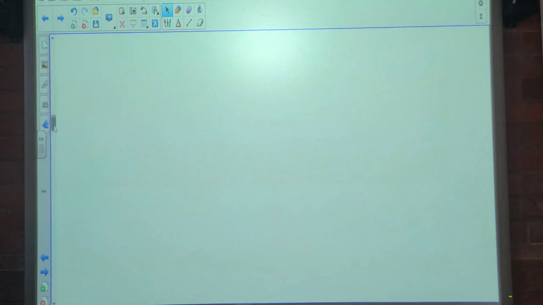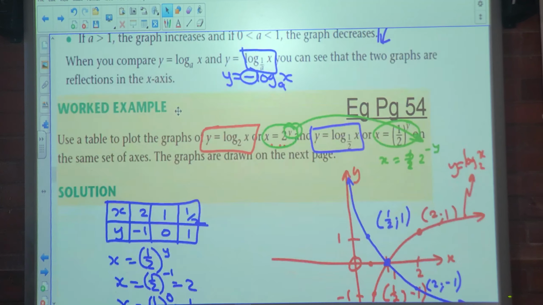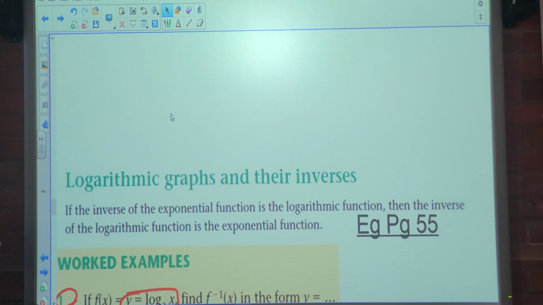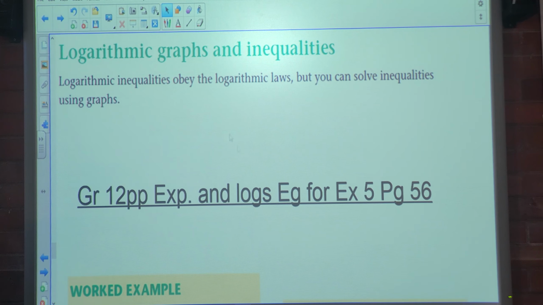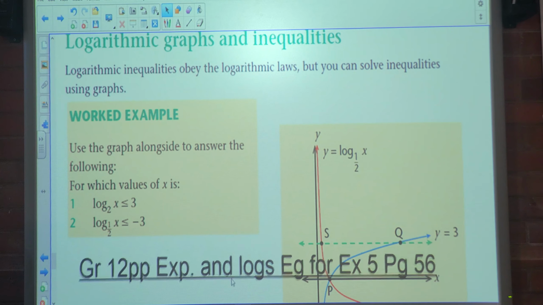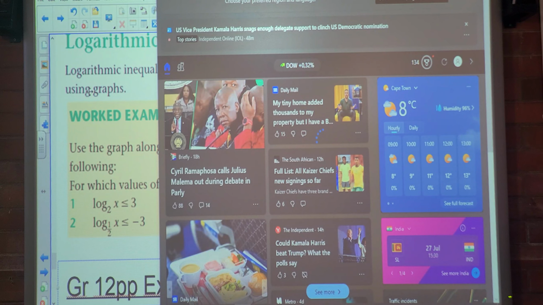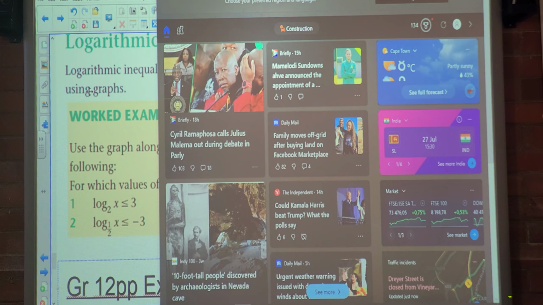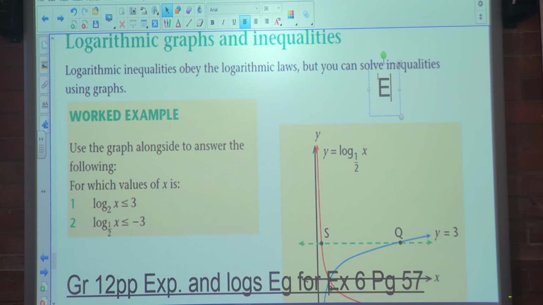with the section of work, which is logarithmic graphs and inequalities. Our favorite, no? Reading inequalities. So people will be looking at Example 4, Exercise 6, which is on page 57. Even this example is on page 57.